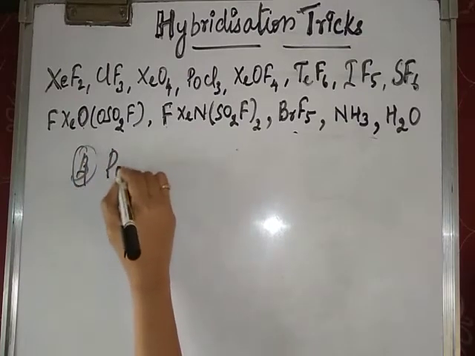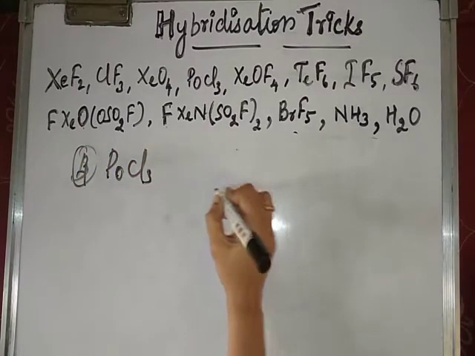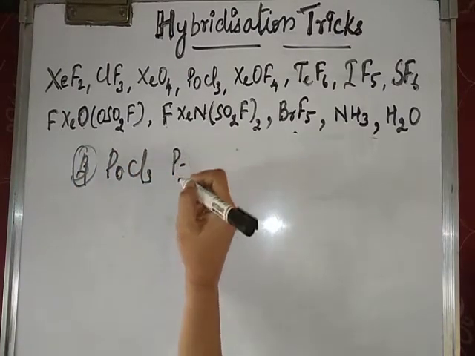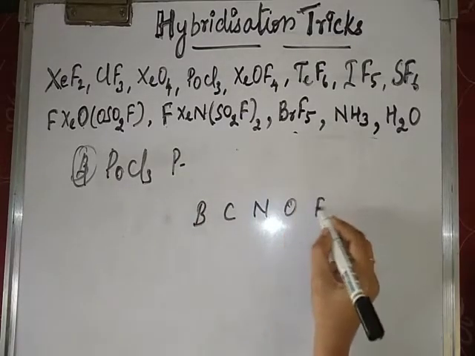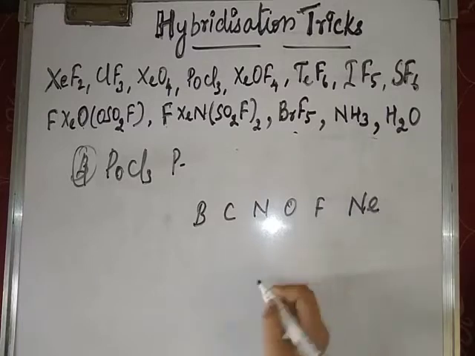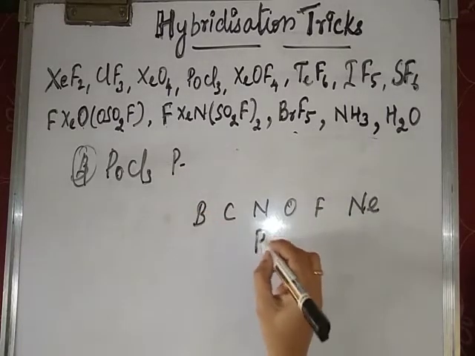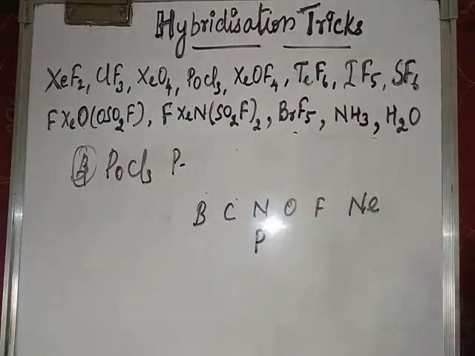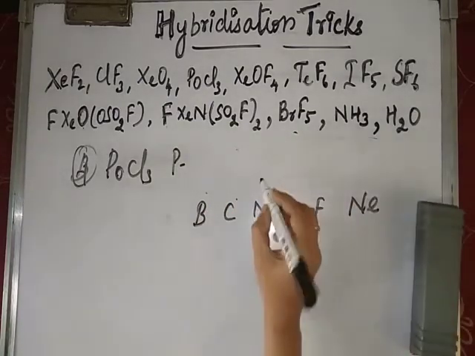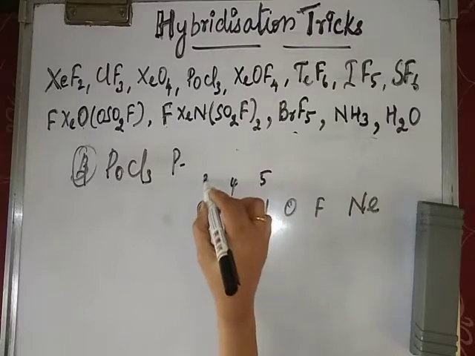Fourth one, POCl3. Phosphorus. What is the valence electron of the phosphorus? You just check. Boron, carbon, nitrogen, oxygen, fluorine, and then neon. Nitrogen, phosphorus. Under this it comes. So nitrogen, phosphorus means this is 3, 4, this is 5. Phosphorus is 5 valence electron. This is 3, 4, 5. Okay.